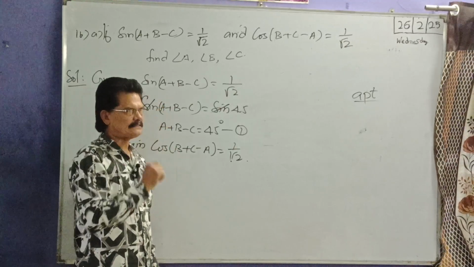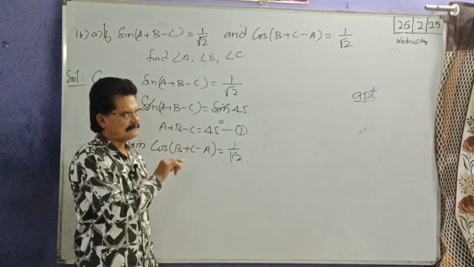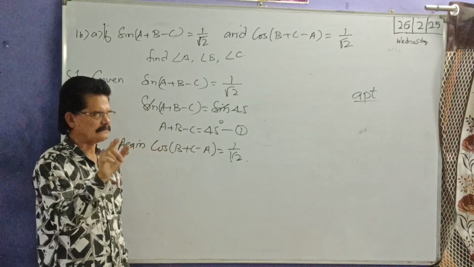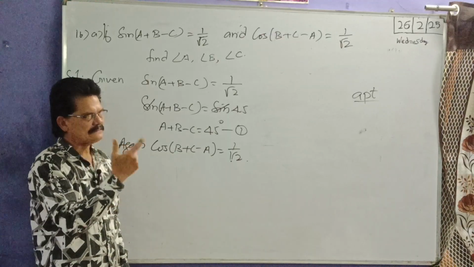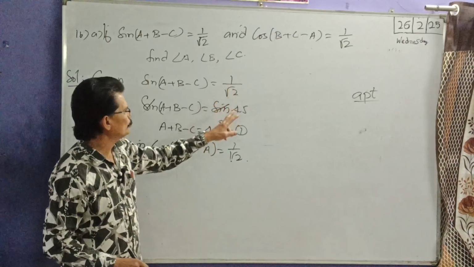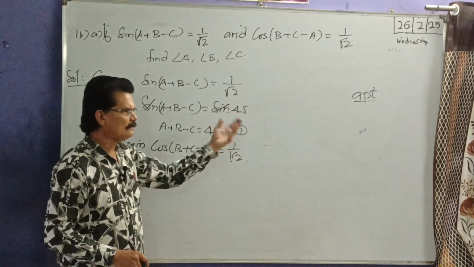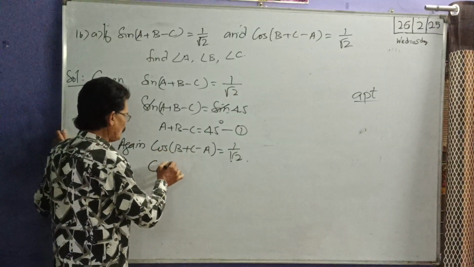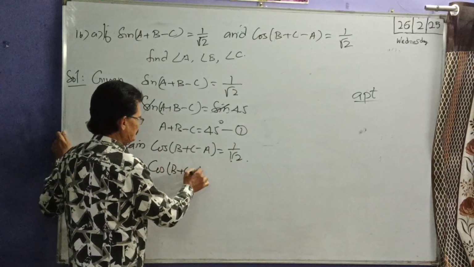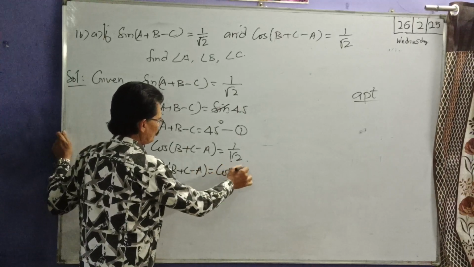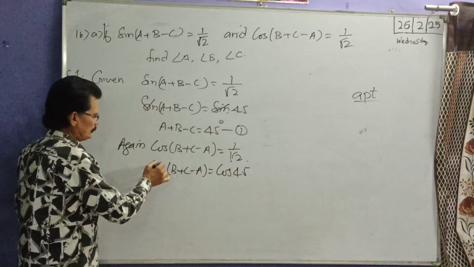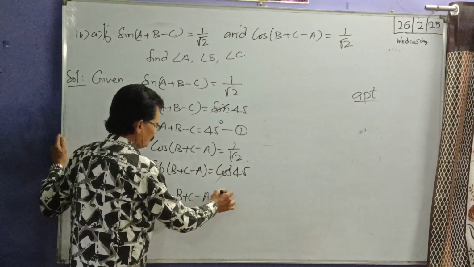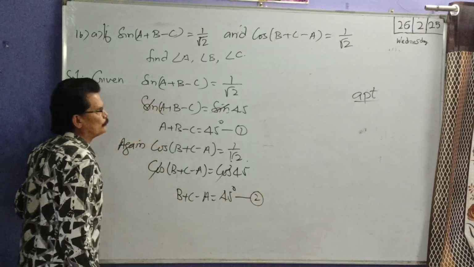Cos 30 is sine 60. Cos 60 is sine 30. It means if you get sine, automatically we are getting cos. And cos 45 is equal to sine 45. So if 1 by root 2 is sine 45, then 1 by root 2 is also cos 45. So cos(B + C - A) is equal to cos 45 again, right? Cos cancels. B + C - A is equal to 45 degrees. Equation 2.